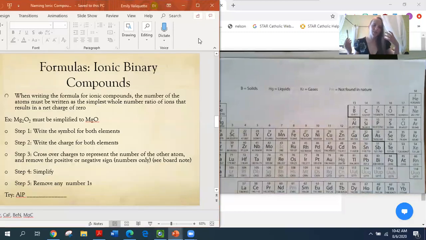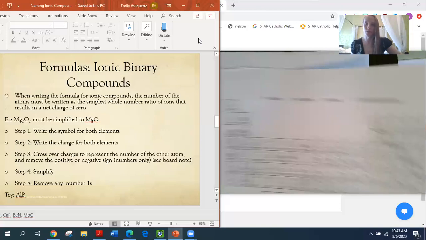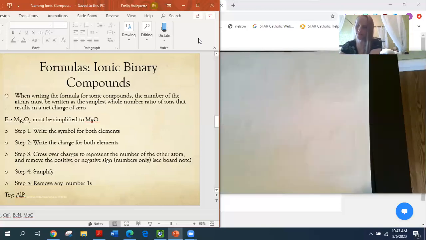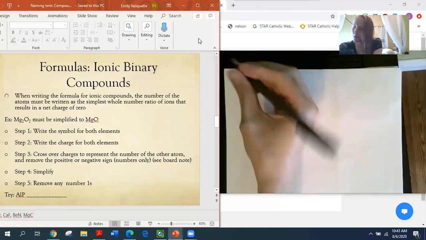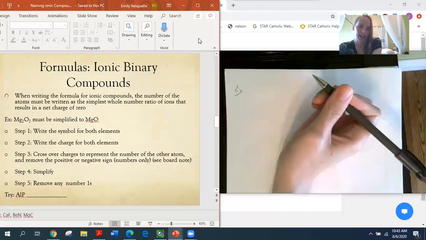Okay, so in terms of the formulas for ionic binary compounds, meaning that they only have 2 different types of elements in them, this is when you essentially just write the symbol for both of the elements, write the charge, cross over your charges, and then simplify. So let's go through an example of what this would look like.